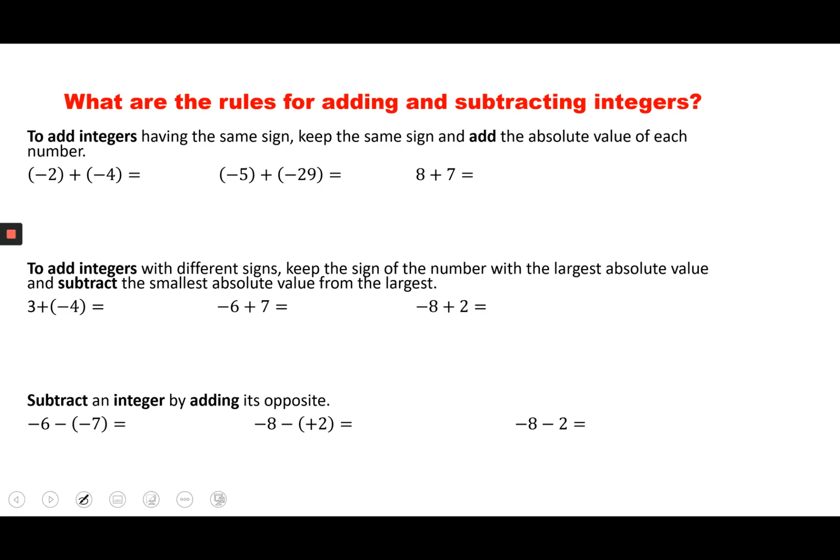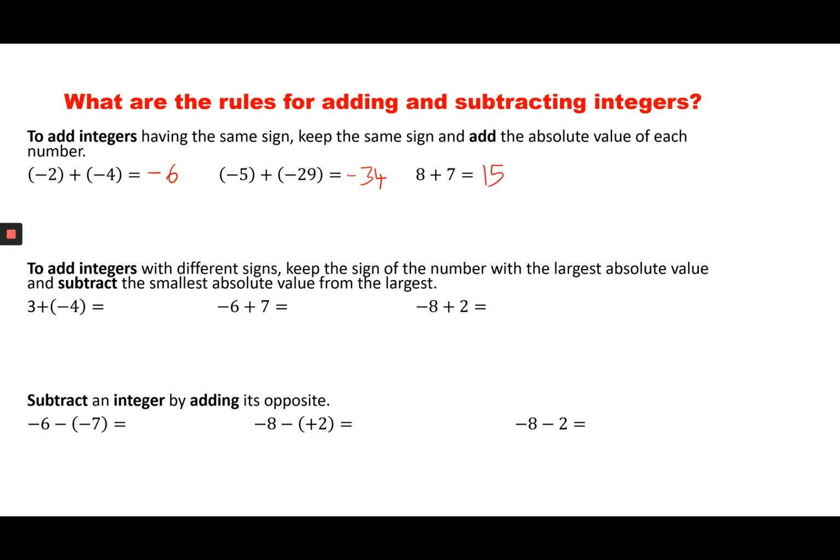First, -2 and -4, they're both negatives. So the sign is going to be negative, right? And absolute value of 2 plus absolute value of 4 is 6. -5 and -29, we want to put them together, and the sign is going to be negative. 29 plus 5 is 34. The next one is pretty straightforward. They are both positive. 8 plus 7 is 15.